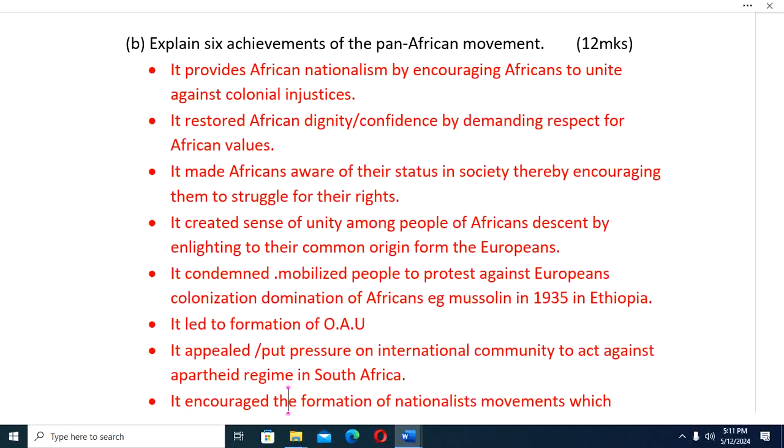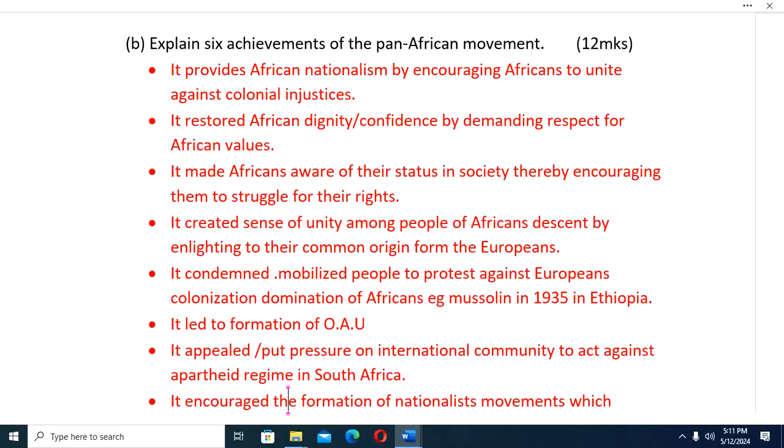Go to B. Explain 6 achievements of Pan-African movement. It provided African nationalism by encouraging Africans to unite against colonial injustices. Number 2, it restored African dignity and confidence by demanding respect for African values. Next, it made Africans aware of their status in society, thereby encouraging them to struggle for their rights.